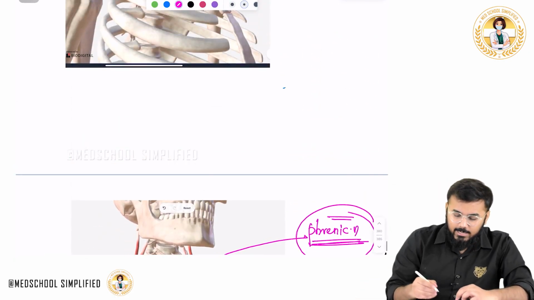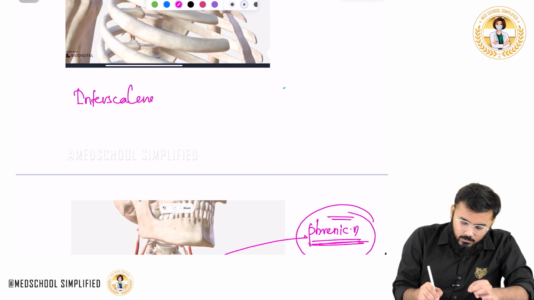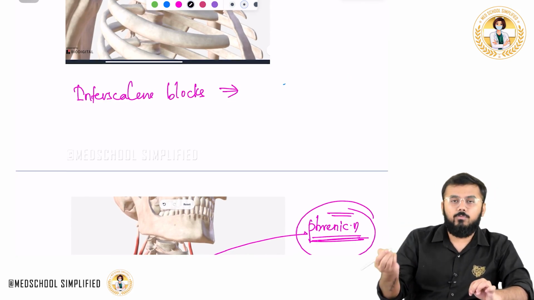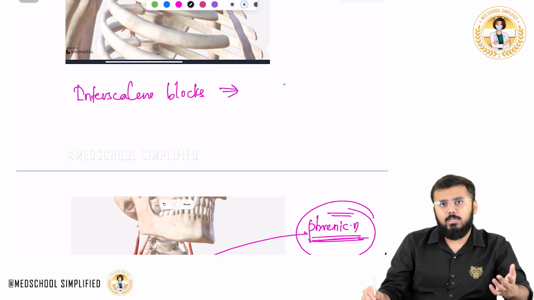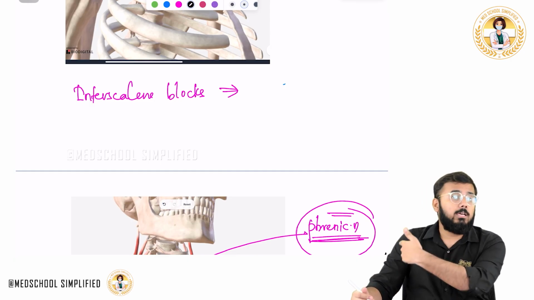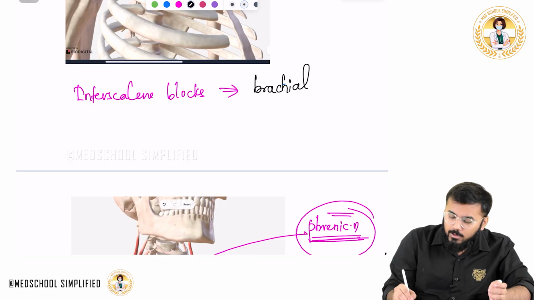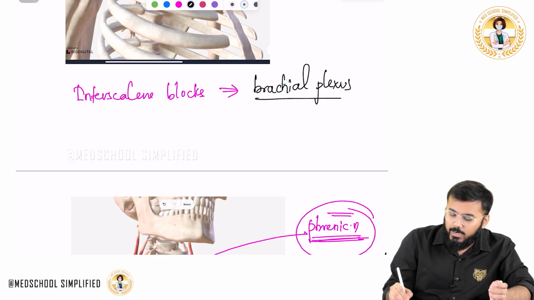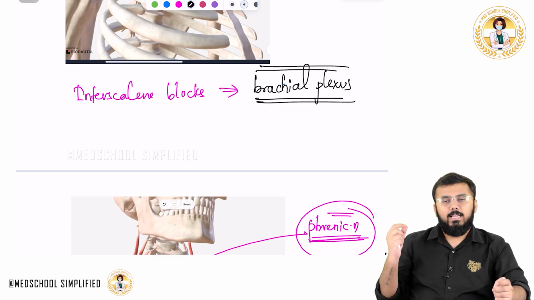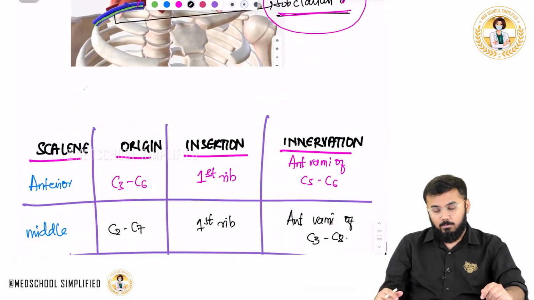So in interscalene blocks, with the help of anesthesia, what are you blocking actually? We are blocking the group of nerves that are supplying your upper limb. The group of nerves that supply your upper limb are called your brachial plexus. Right? So actually you are blocking this brachial plexus. Where are you putting the injection? You are putting the injection between the scalene muscles. That is why this block is called your interscalene block.